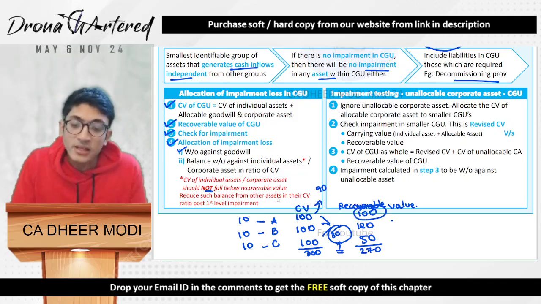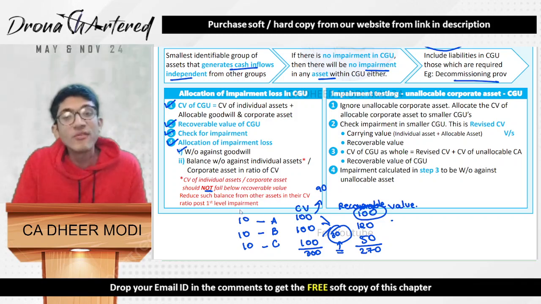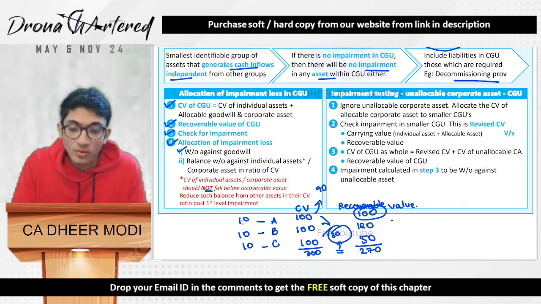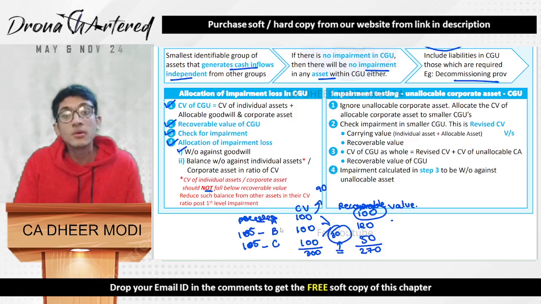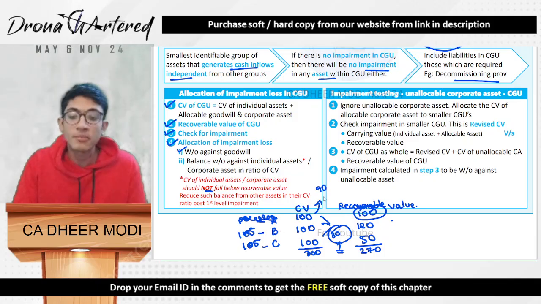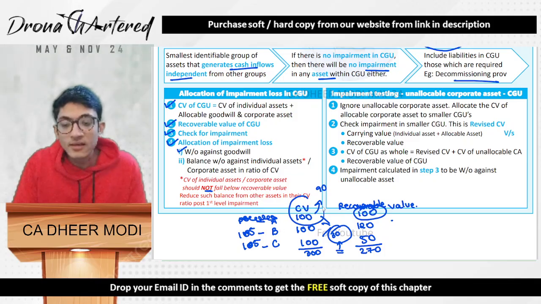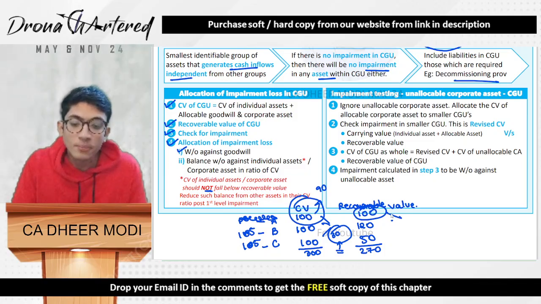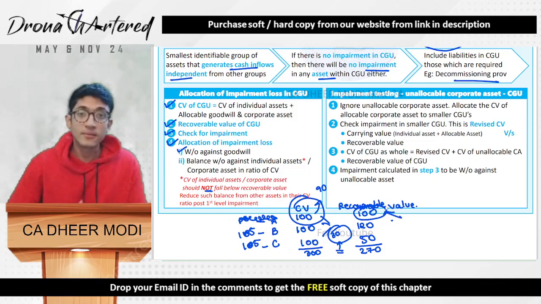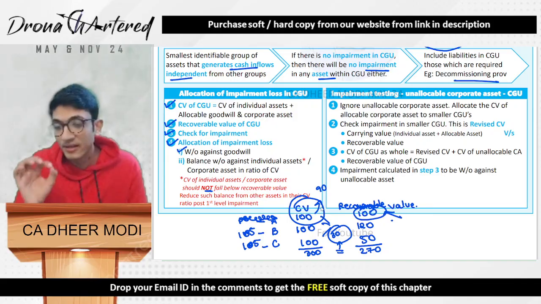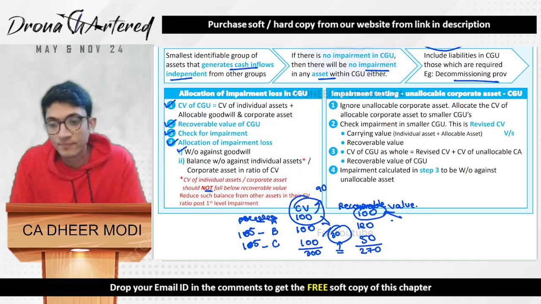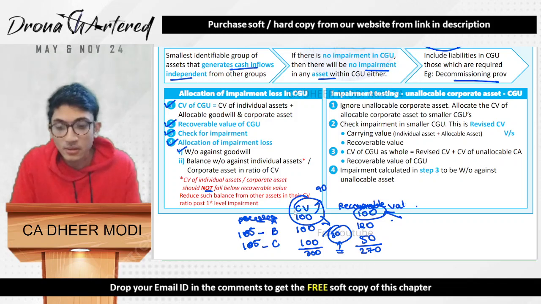Therefore, reduce such balance from other assets in their carrying value ratio post the first level of impairment. Okay, so therefore we cannot subtract this 10 rupees from A. Therefore, we will have to subtract 15 rupees from B and 15 rupees from C. A will not be taking any share because after impairment, the carrying value of A of 100 will fall below the recoverable value of A, that is 100. So 90 will become less than 100. Therefore, we will not be allowed to do this. Okay, I hope this is clear with this example.